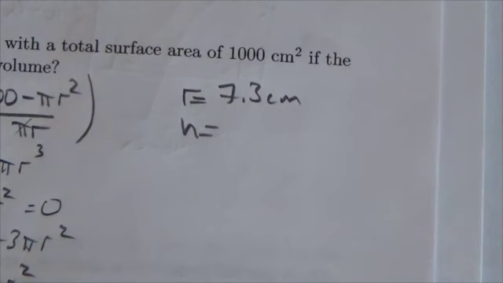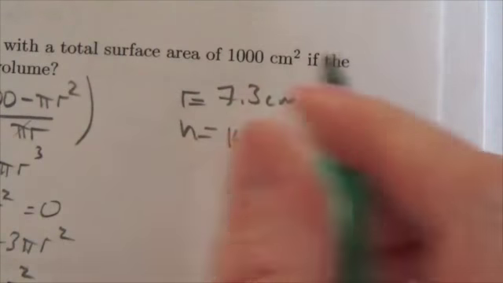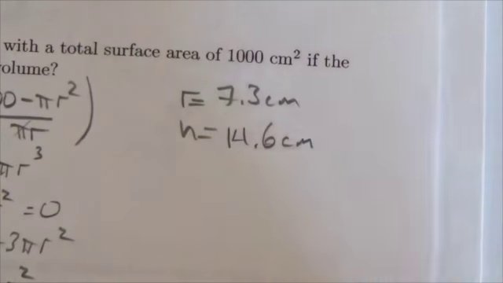If I now plug that in for h, which was over there, I will get 500 minus pi times r squared, divided by pi r. And I get that h is equal to roughly, I'm going to round this, 14.6 centimeters.